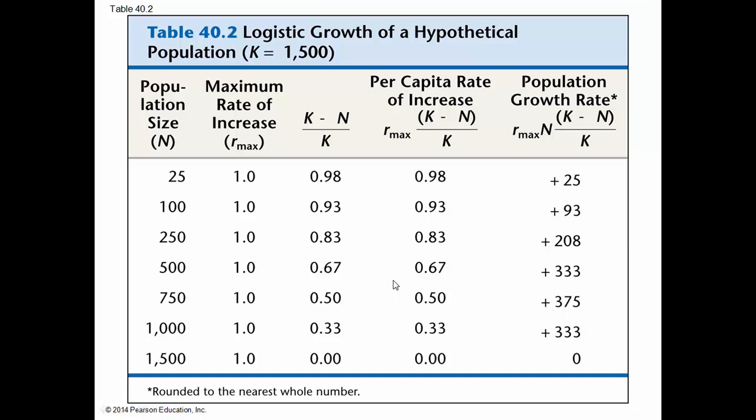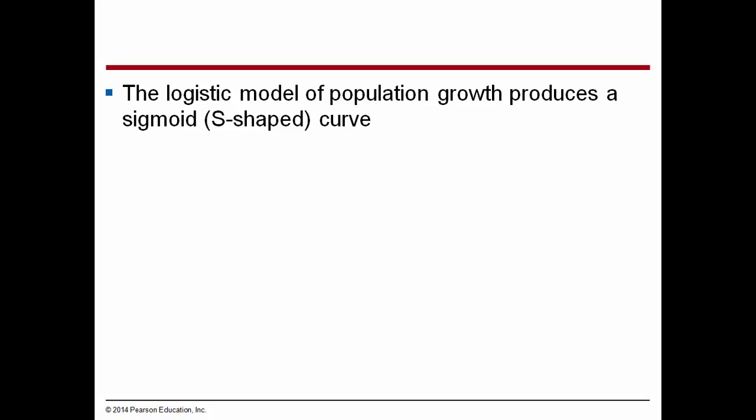Okay, so let's go back. I'll continue reading here. At a population size of 750, the per capita growth rate remains relatively high, 1/2 of the maximum growth rate. And here there are more reproducing individuals in the population than at lower population sizes. The logistic model of a population growth curve is a sigmoidal or S curve.